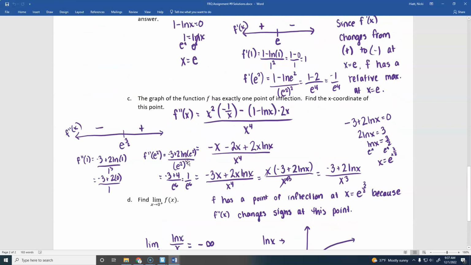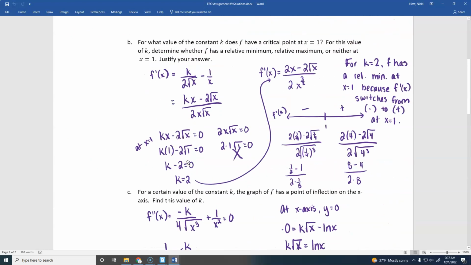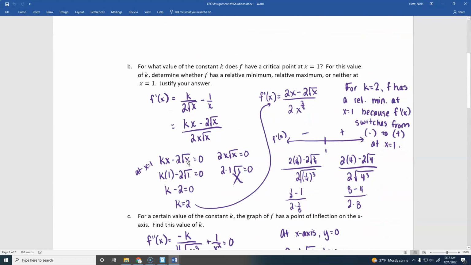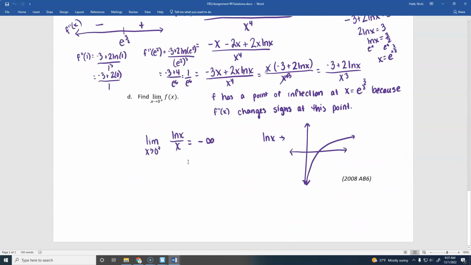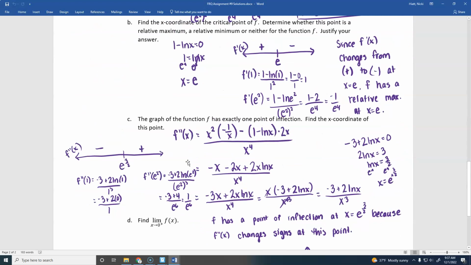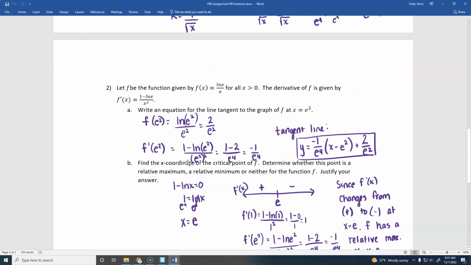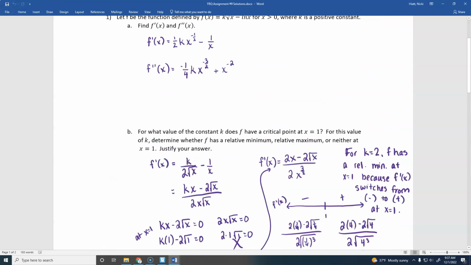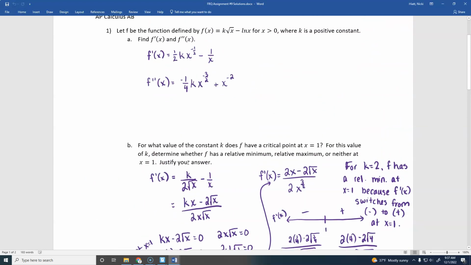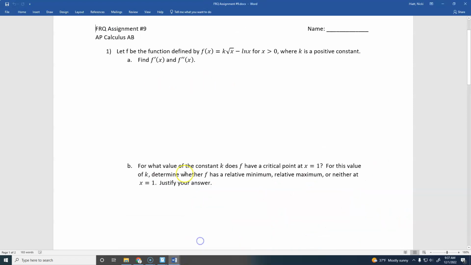Which one do you guys want to look at? I would say they're both probably pretty equally difficult here. So which one would you guys like to do? One? Okay, let's look at one. Alright, so, make sure I'm still recording.